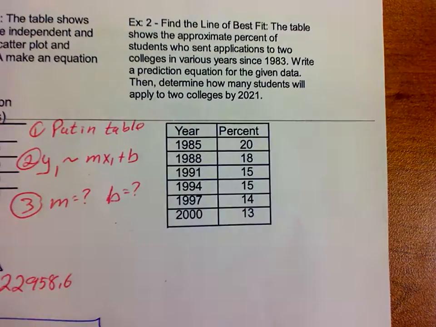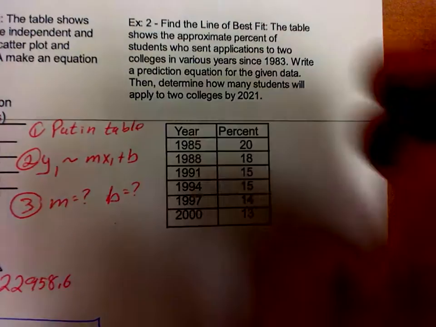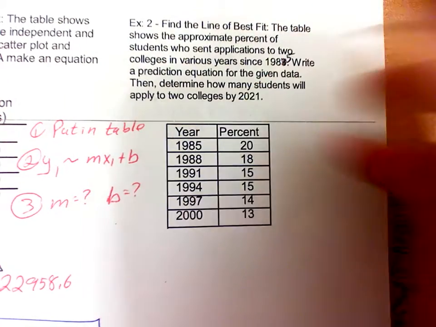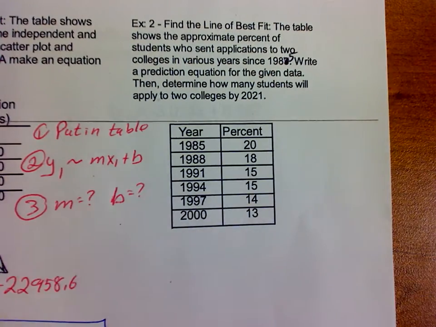Now the next example here, we're going to be still using these three steps, but they do add an additional step at the end, so let's see what we have here. The table shows the approximate percent of students who sent applications to 2 colleges in various years since 1980, supposed to say 5 there, but it's written as 1985 down here. So write a prediction equation, which is what we did in the last example, but then determine how many students will apply to 2 colleges by 2021.